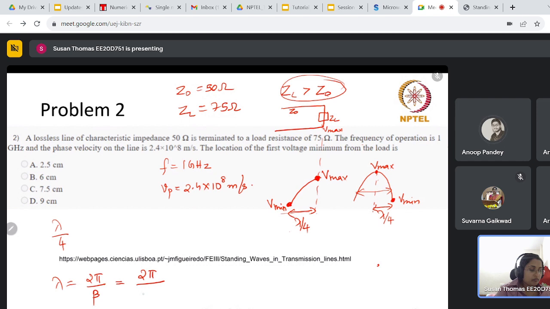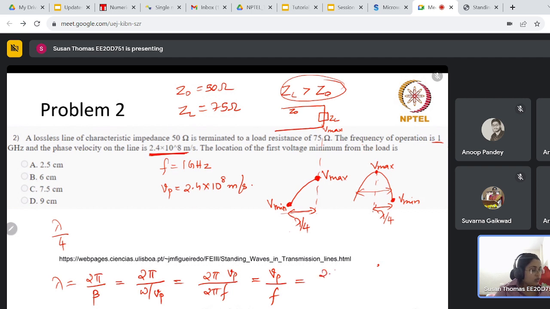Yes, ma'am. Vp is equal to omega by beta. So beta will be omega by Vp. You are given the frequency of operation and Vp, so obviously you can replace it as omega by Vp. So 2 pi by 2 pi f, here Vp will come, so finally you can write it as Vp by f.